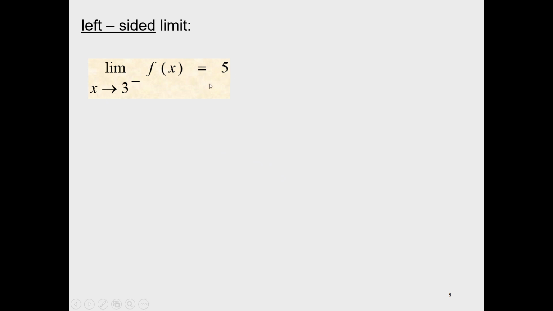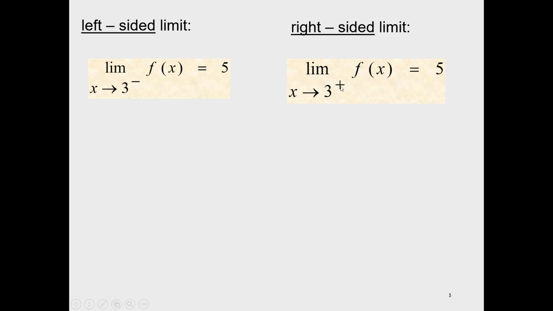So we have seen that when we approach 3 from the left-hand side, we got 5. And from the right-hand side, which we denote as positive, as x approaches 3 from the positive side of f of x, we also got 5. That was visible from the table of values method. So when these two limits are the same, we get a two-sided limit.